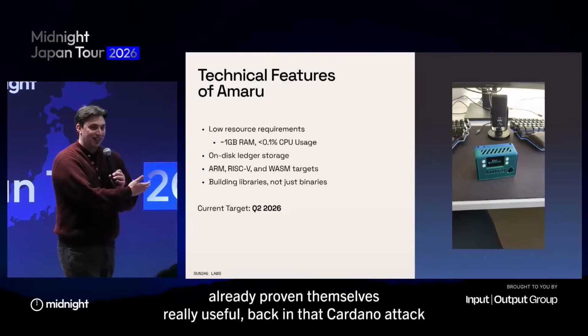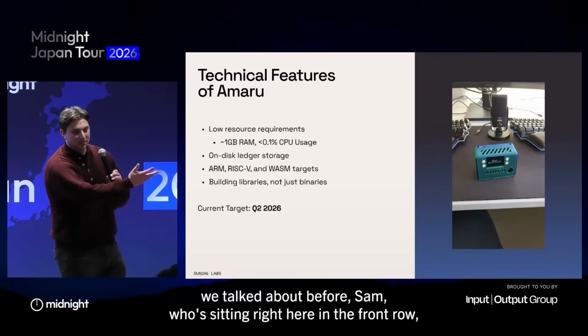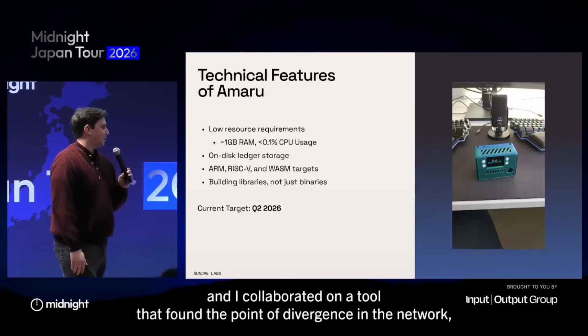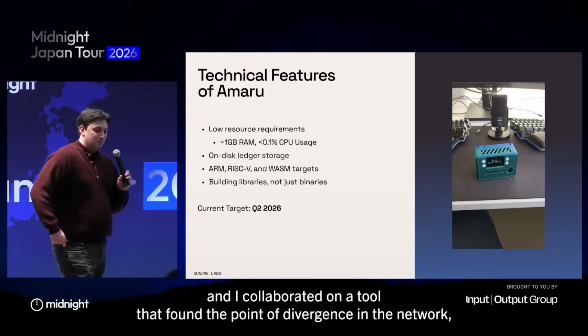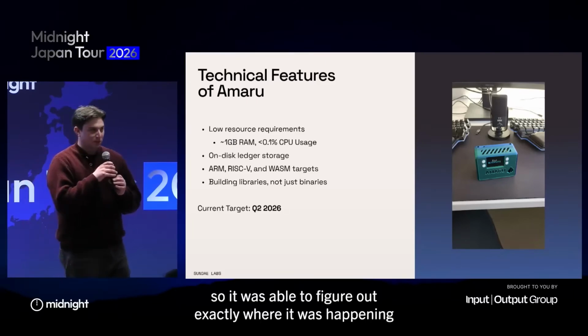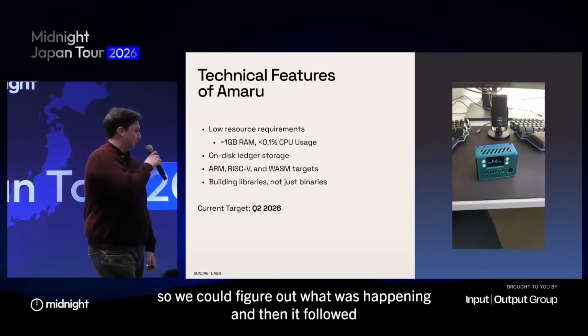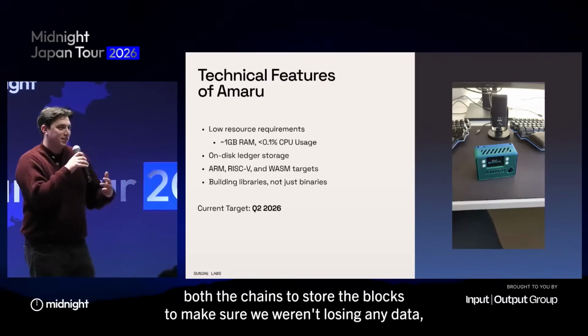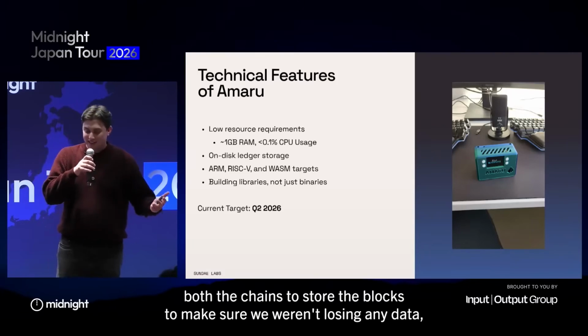Back in that Cardano attack we talked about before, Sam, who's sitting right here in the front row, and I collaborated on a tool that found the point of divergence in the network. So it was able to figure out exactly where it was happening, so we could figure out what was happening, and then it followed both the chains to store the blocks to make sure we weren't losing any data.